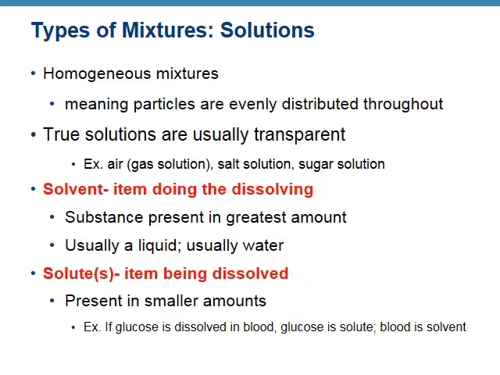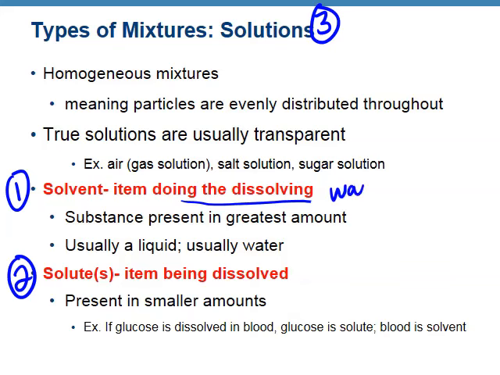The next slide that we have to look at talks about the difference between a solute, a solvent, and a solution. So we have solvent 1, solute 2, solution 3. These are 3 terms you need to know. The item that's doing the dissolving is the solvent. In the body, it's usually water. The solute is the item being dissolved.